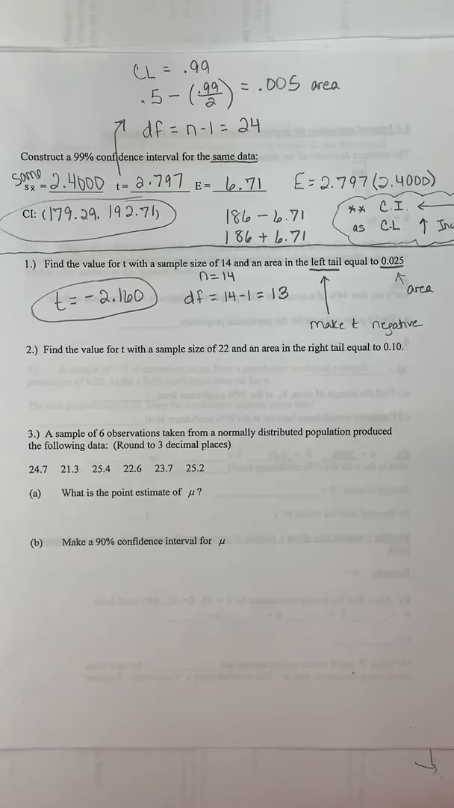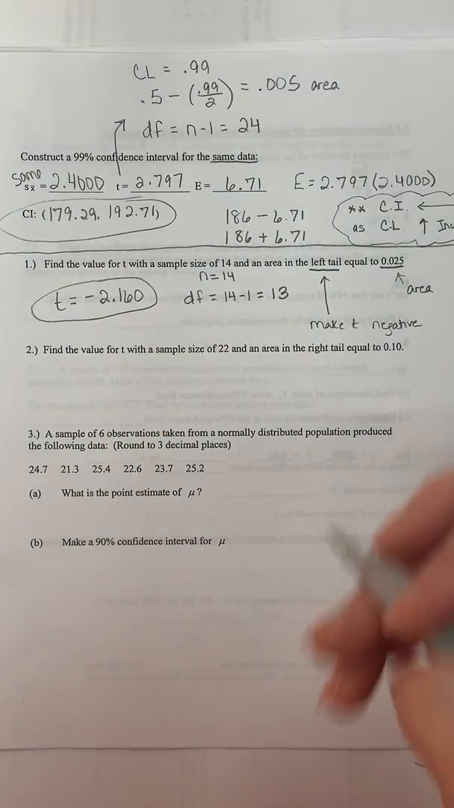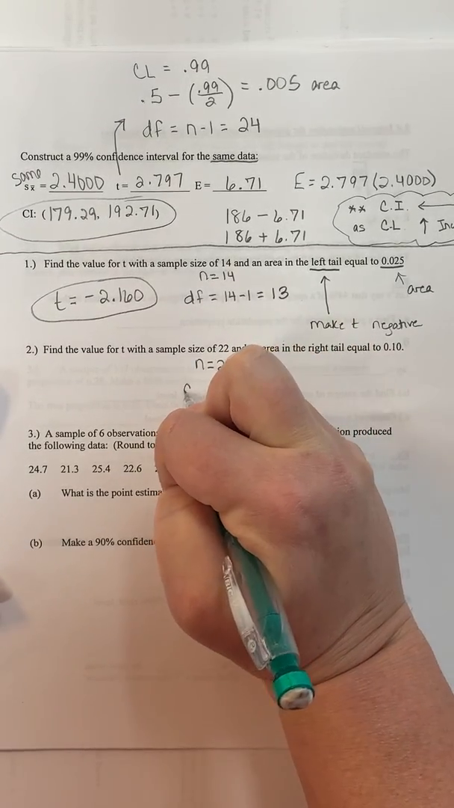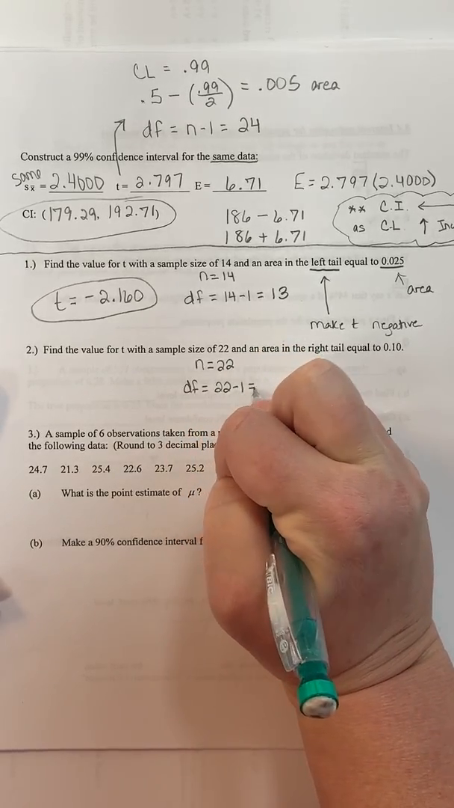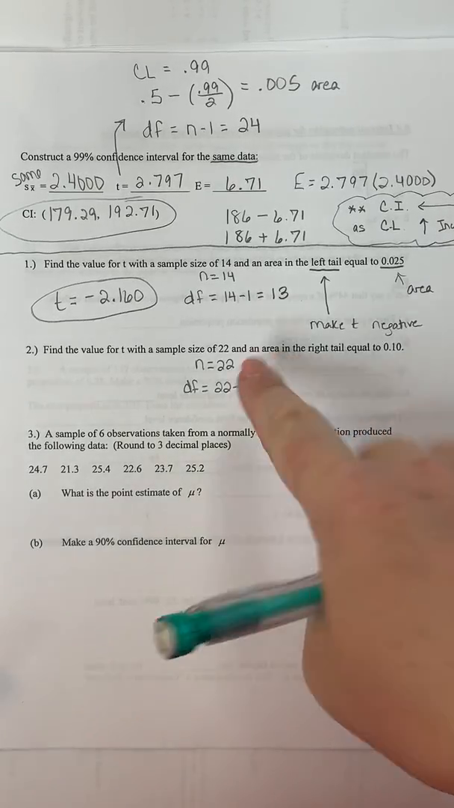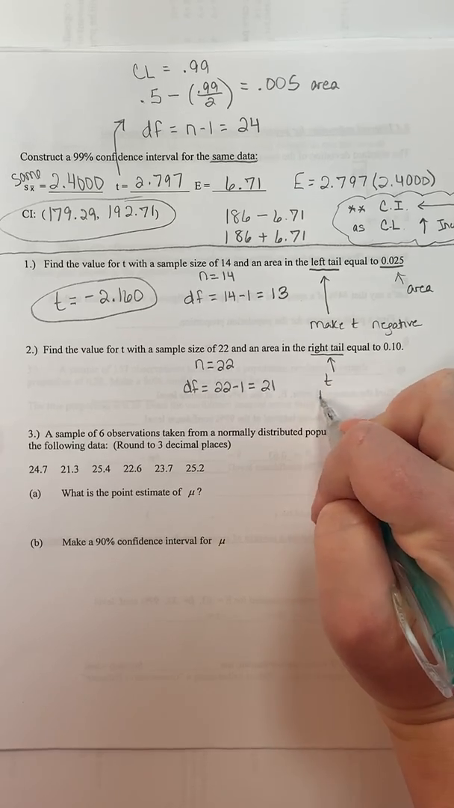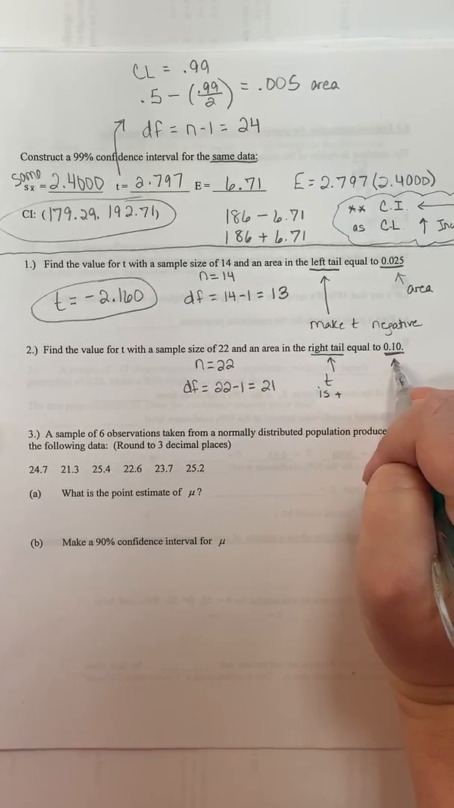Okay. All right, number 2, find the value for t. Again, we're just using the chart. We have a sample size of 22. Well, we know we're going to need degrees of freedom, so we're going to subtract 1. We get 21 degrees of freedom. In an area in the right tail, okay, this means t is positive, so we're going to leave it alone. And here's our area.